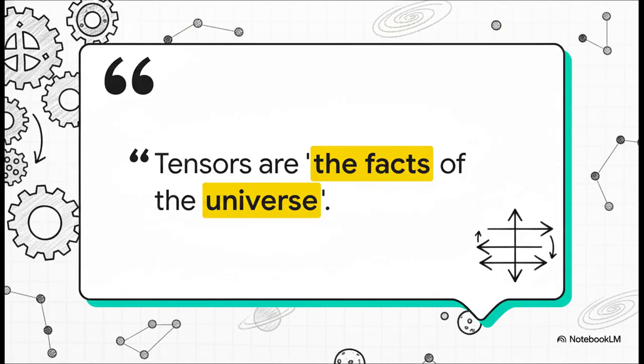Our lists of numbers might look different, sure, but they transform in a perfectly predictable mathematical way so that the underlying truth remains constant for everyone, no matter their perspective. It was this powerful characteristic that caused the physicist Lillian Lieber to call tensors the facts of the universe. They describe something real and objective, independent of the observer.